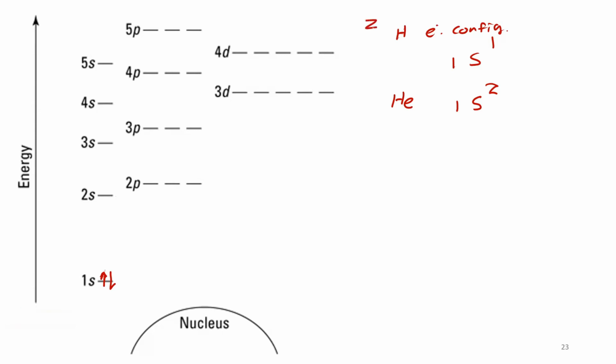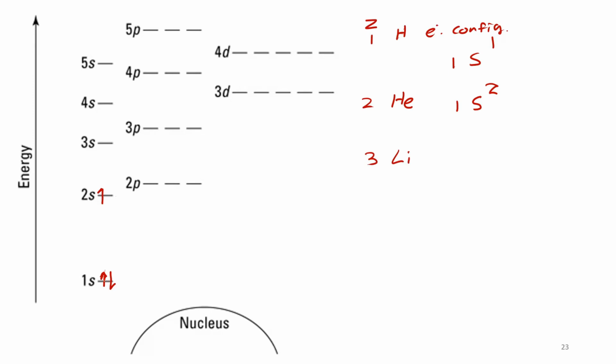This is atomic number 1, atomic number 2, atomic number 3. Our next element is lithium. Lithium has atomic number 3, 3 electrons. So our third electron goes to the 2s level because it's the next lowest energy orbital that is available.